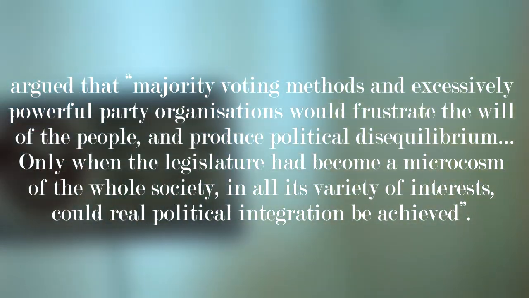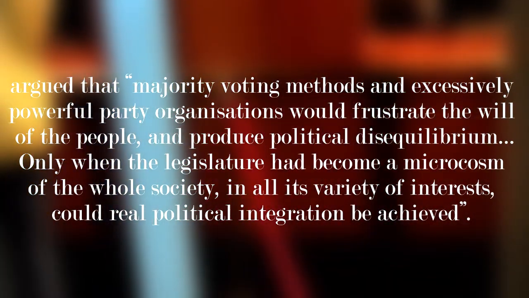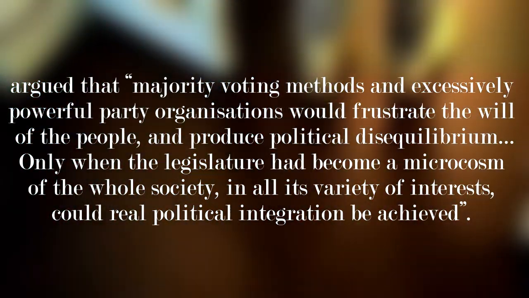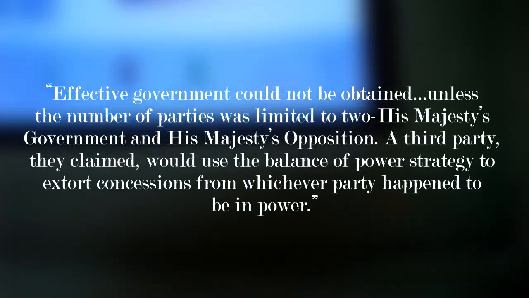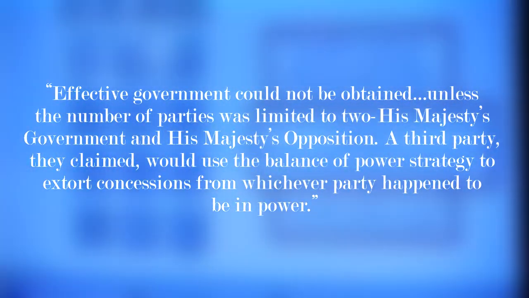Bruce Graham, in a 1962 article on federal voting systems, called these groups the Proportionalists and the Dualists. The Proportionalists, among them such names as Alfred Deakin, argued that majority voting methods and excessively powerful party organisations would frustrate the will of the people and produce political disequilibrium. Only when the legislature had become a microcosm of the whole society, in all its variety of interests, could real political integration be achieved. The Dualists instead proposed that effective government could not be obtained unless the number of parties was limited to two: His Majesty's government and His Majesty's opposition.